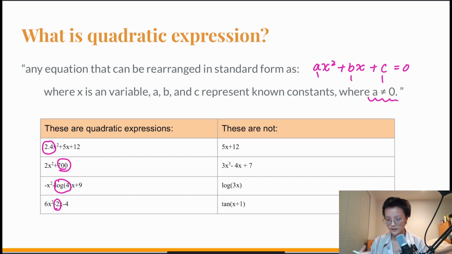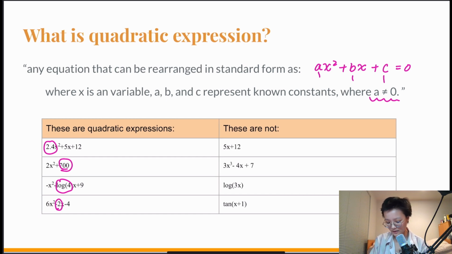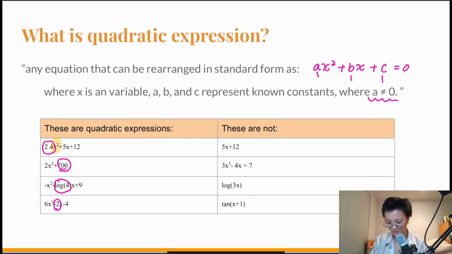So in this table, we have some examples of quadratic expressions. On the left, you can see basically any expression that contains x squared. The highest power of x is x squared, and that is a quadratic expression. And on the right, we have all kinds of functions which are not quadratic expressions. So linear, and this is cubic, we will call it polynomial. And this is a logarithm and a tangent function. They are not quadratic expressions.